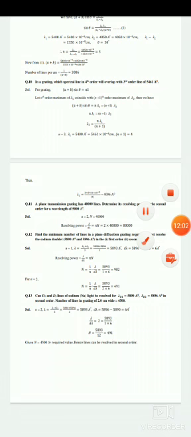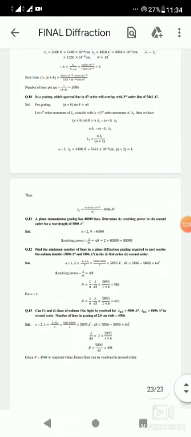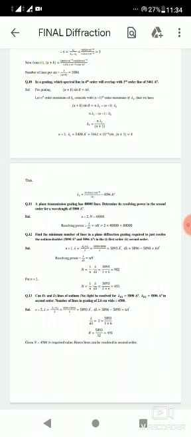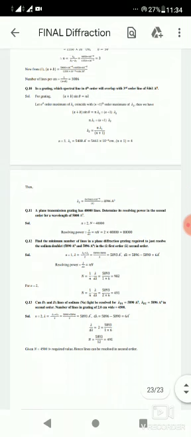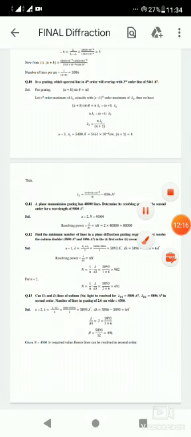This is all from the diffraction numericals. So you have prepared well, and if you have any problem then contact any physics faculty.